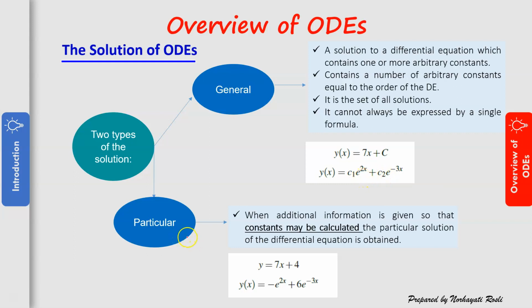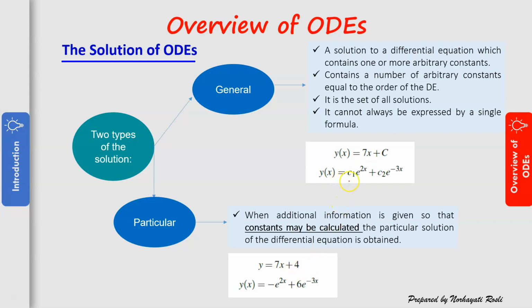And then we go to the particular solution. This is when additional information is given so that the constant may be calculated. If you have additional information, you can calculate the constant. In that case, the solution is called a particular solution. For example, if we compute this c, we get 4 here. So this y equal to 7x plus 4, we call it a particular solution.